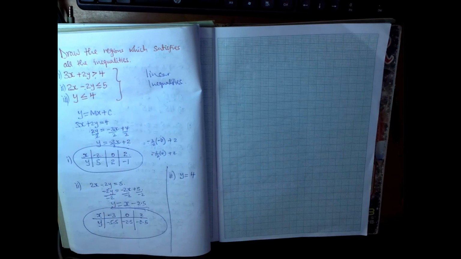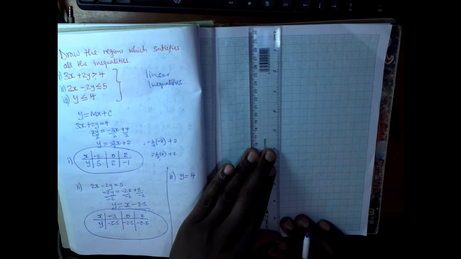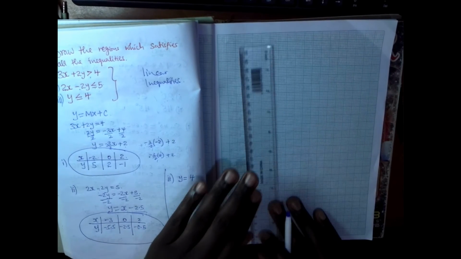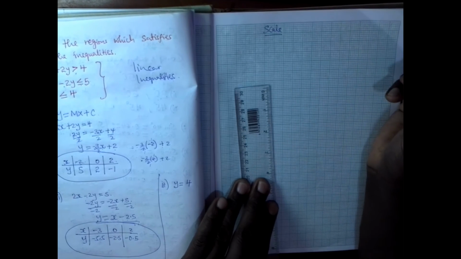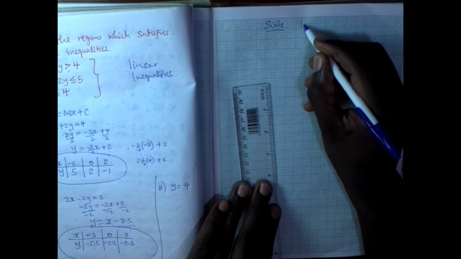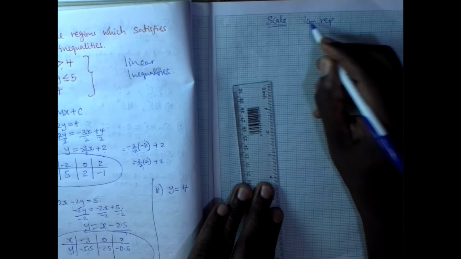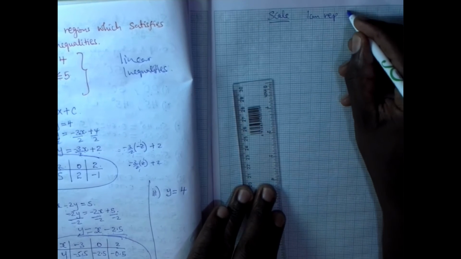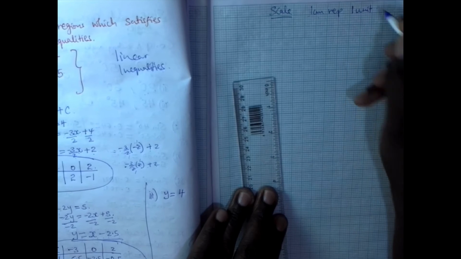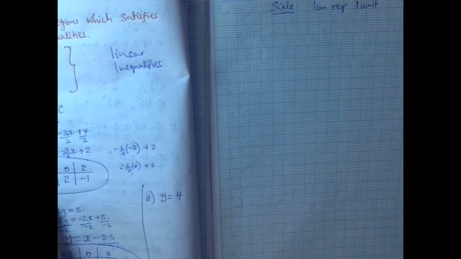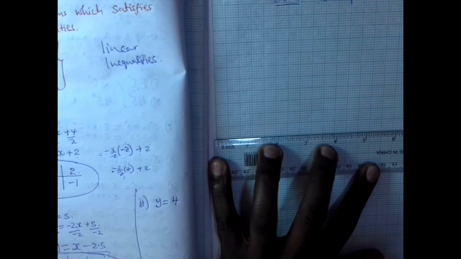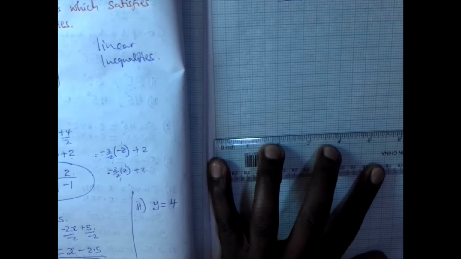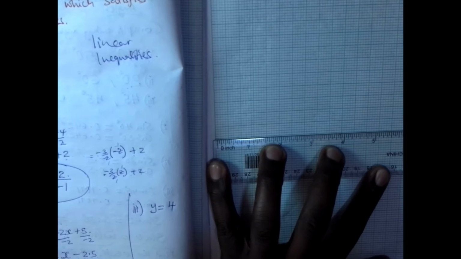So I'll take my ruler. I'm going to use a scale for both axes, 1 centimeter or 1 big square to represent 1 unit for both axes. And therefore, let me start by drawing the x-axis.